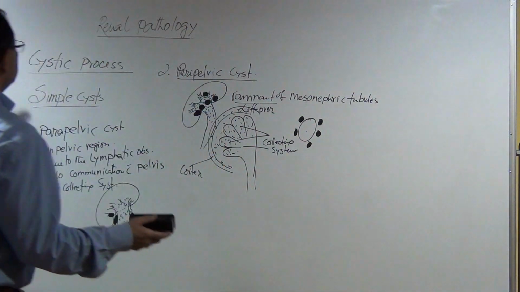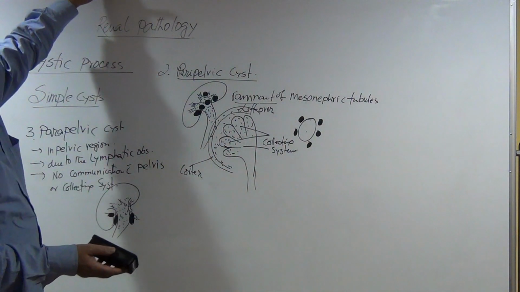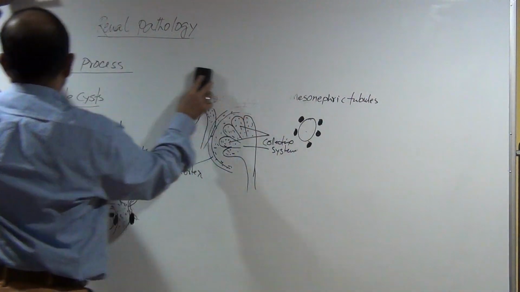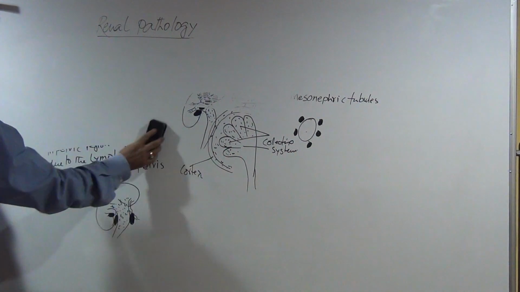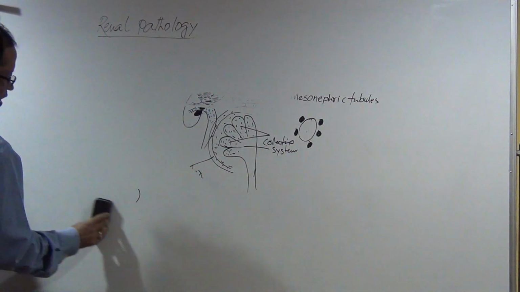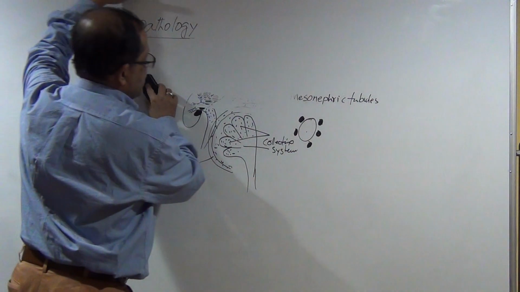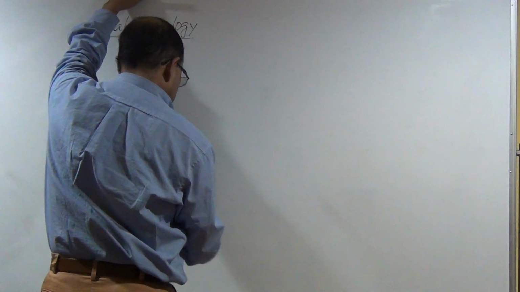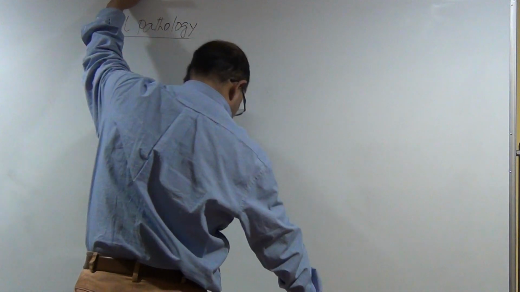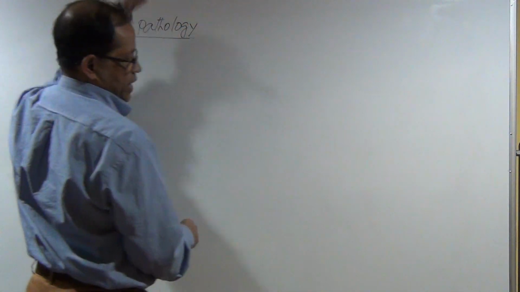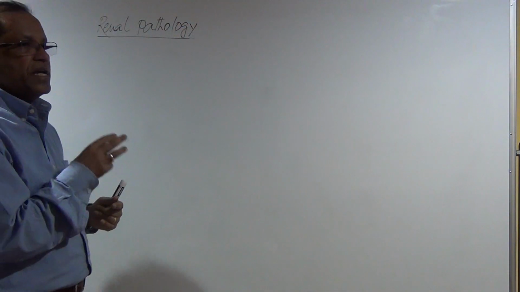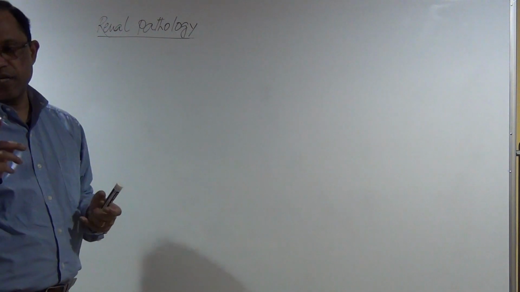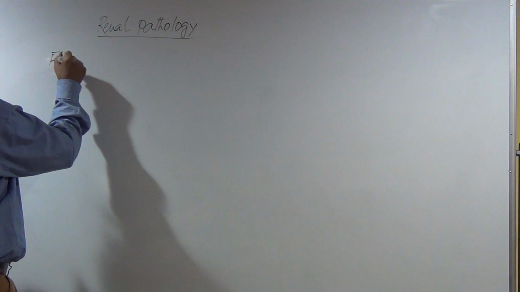Fluid collections. Oh, fluid collections. Good. Fluid collections in the urine. So this is very important. They will ask the question: what are the fluid collections in the urine or around the urine, and what are the conditions in which you will see there is a fluid collection? There are 4 types of fluid collection.